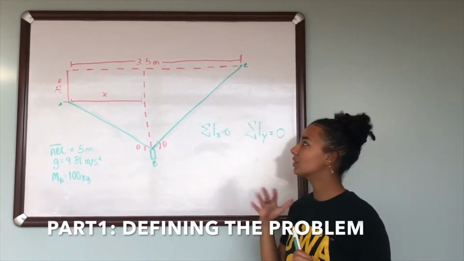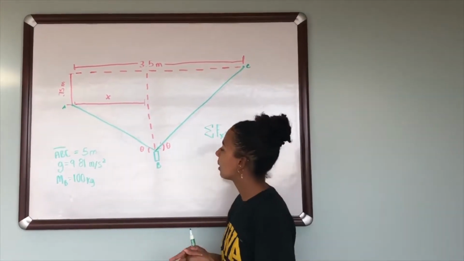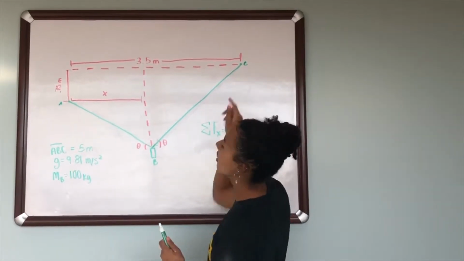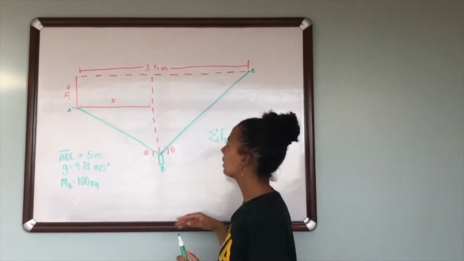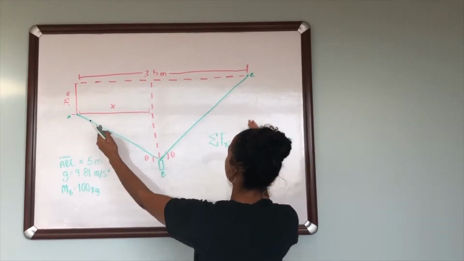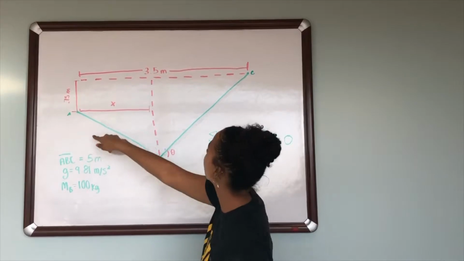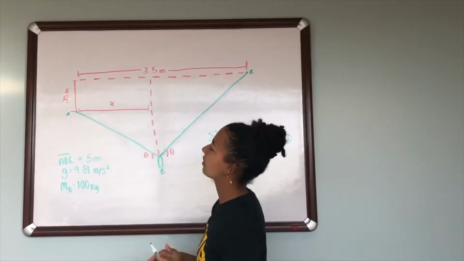I'm Karen, and I'm going to introduce you to the problem. For our problem, we have a bag B being suspended by a string at points A and C. We know a few constants already, such as that the distance between points A and C is going to be 3.5 meters, and that the difference in the heights between point A and point C is 0.75 meters.